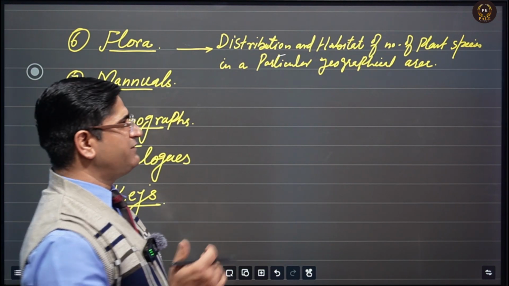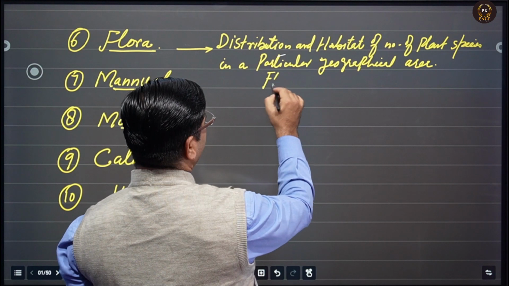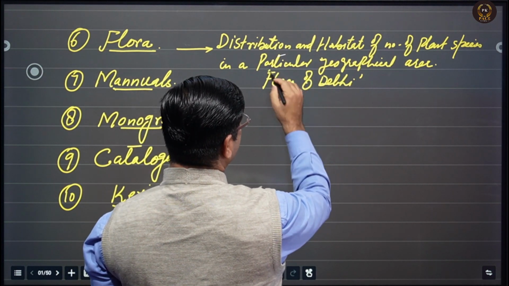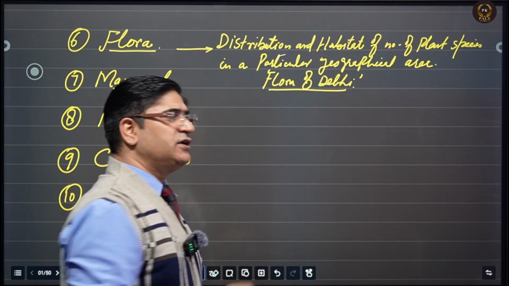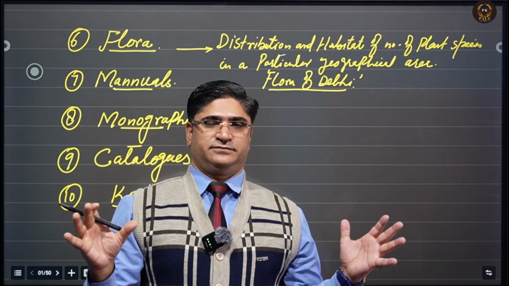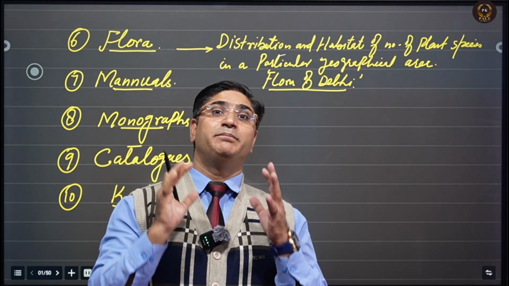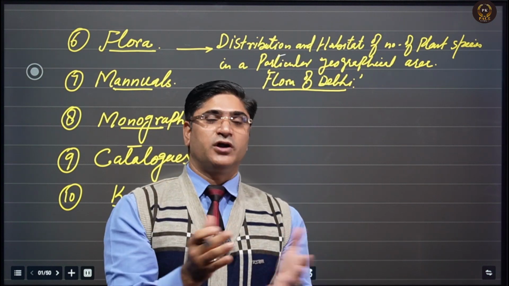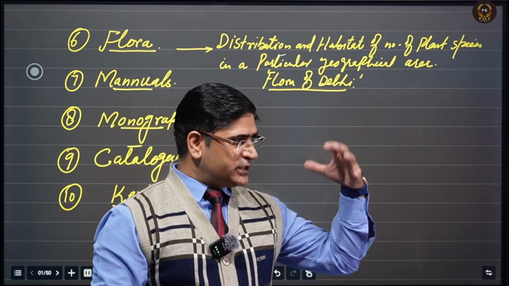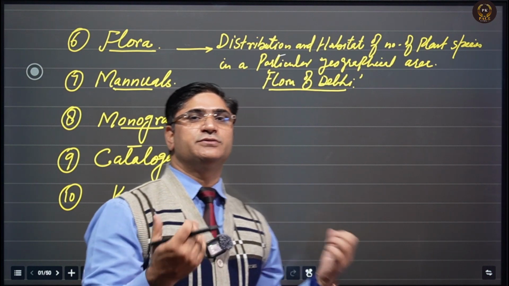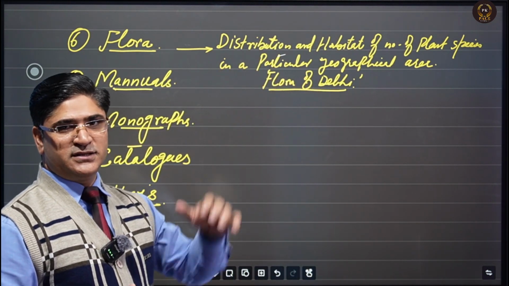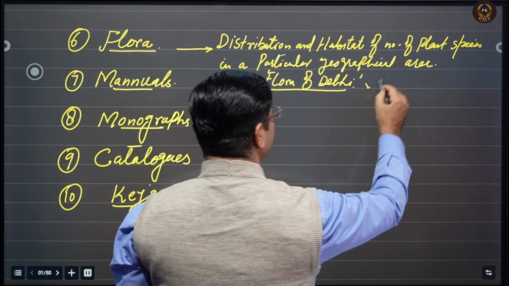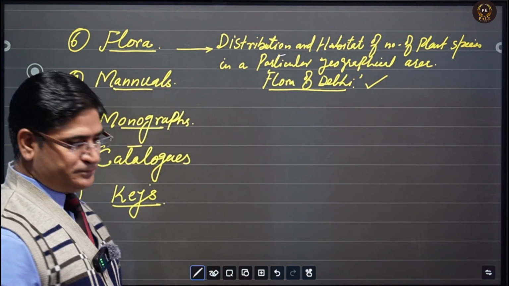So for example, when we say flora of Delhi, what does it mean? Then it depicts the total number of plant species, the different species of plants available in a geographical area like Delhi. It gives the whole habitat and distribution of the plants of that area. So that is known as flora, and that also remains a specific taxonomical tool.